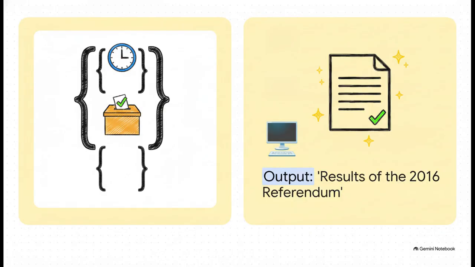To pull this off, we use a transformation known as formatted string literals, or f-strings for short. By just dropping an f right before our opening quote, we can insert our variables directly inside curly braces. Just look at the expression, f, quote, results of the {year} {event}, end quote. Python takes that integer, 2016, automatically handles the conversion to text for you, and injects it seamlessly alongside the string referendum. The output is perfectly formatted, results of the 2016 referendum. This is exactly how we successfully communicate processed values back out to the world.